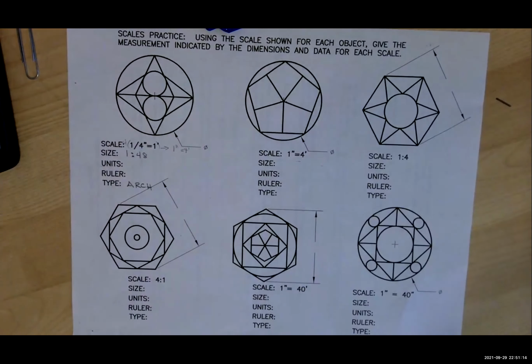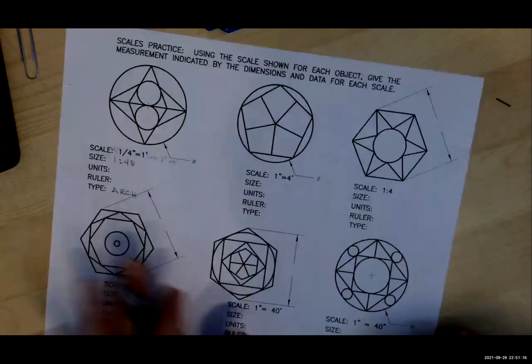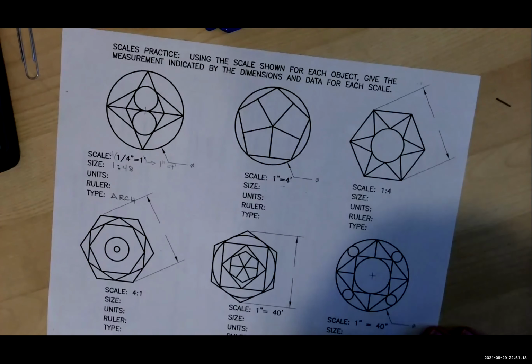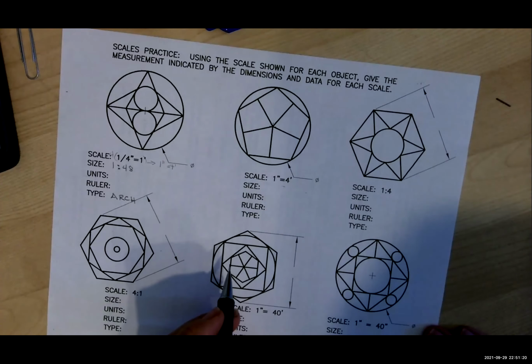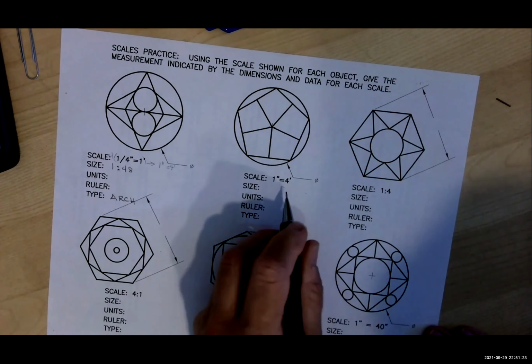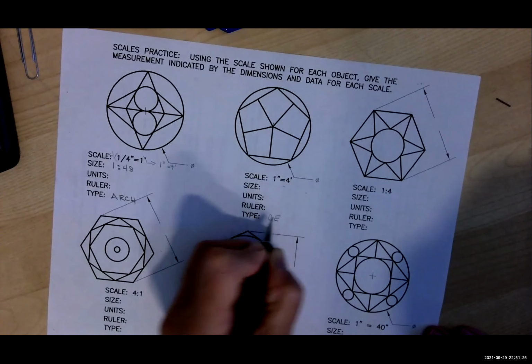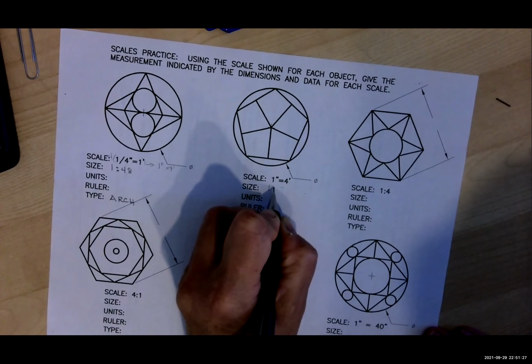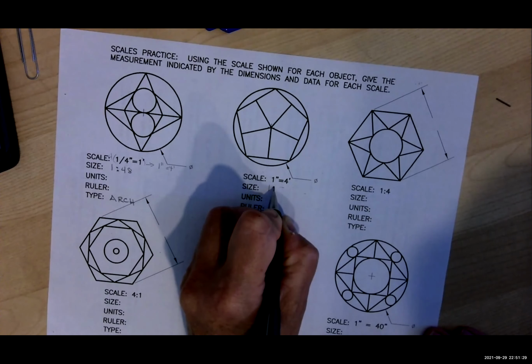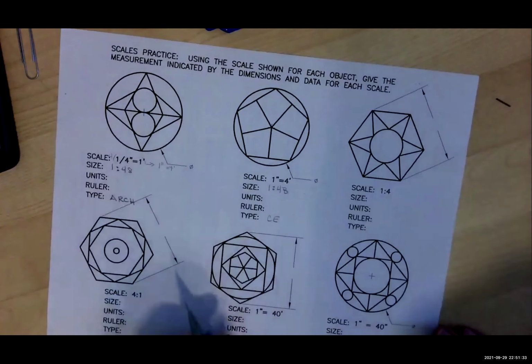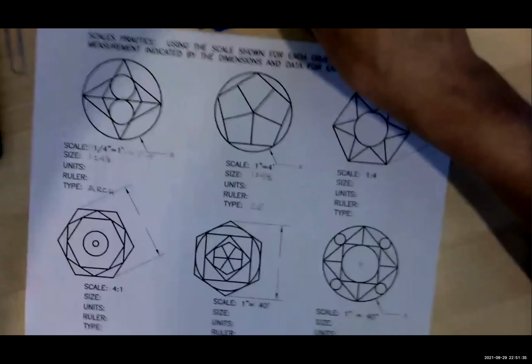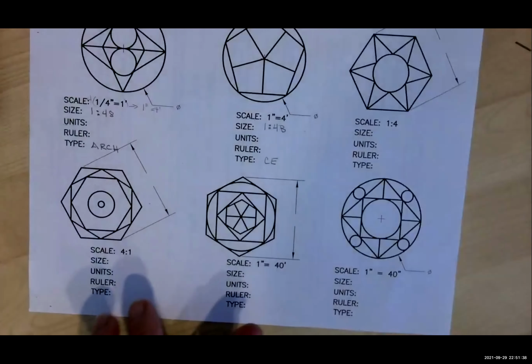Great. Okay, Ben, what's the type of scale of the next one? Would it be civil? Yeah, civil. And what is the size? Size would be 1 inches to 48 inches. Right, so 1 to 48. Yes. Can everybody see this? I think that's a little closer.